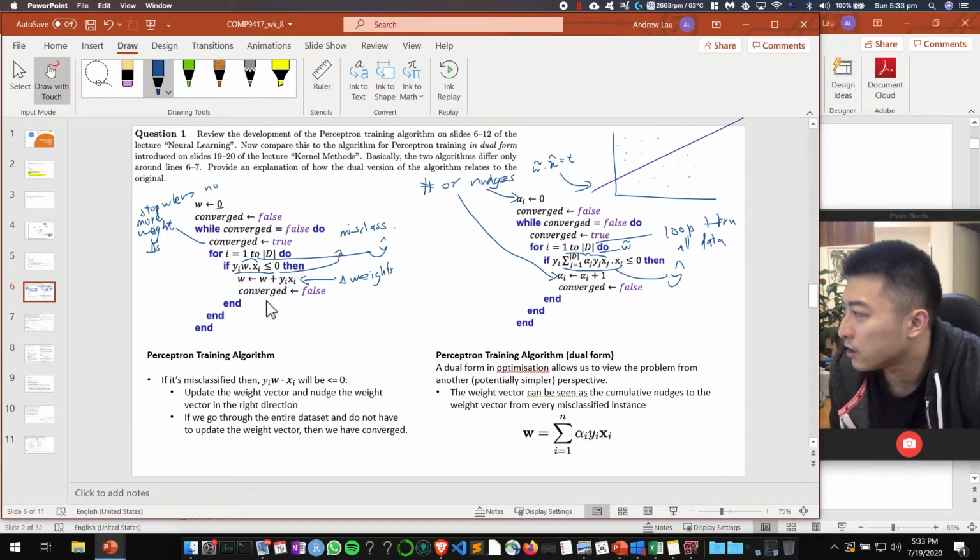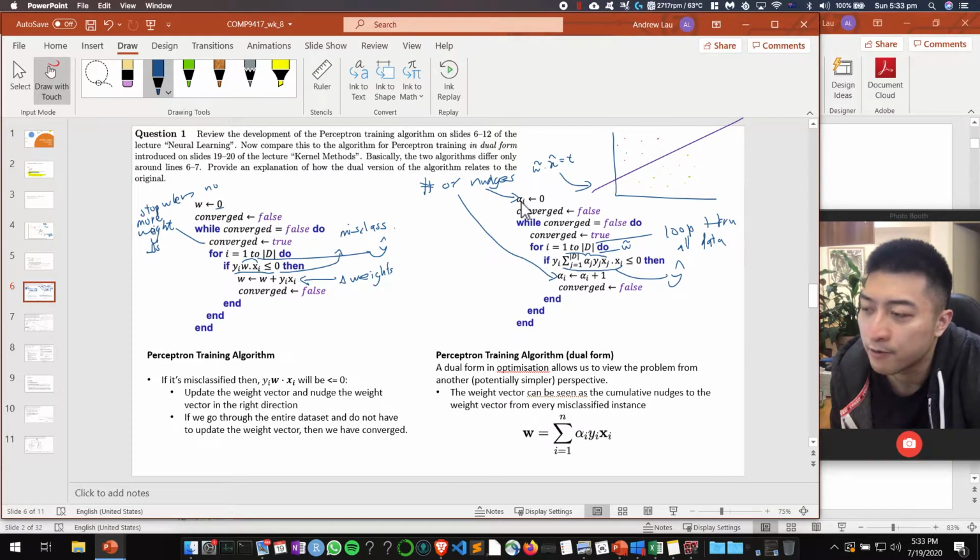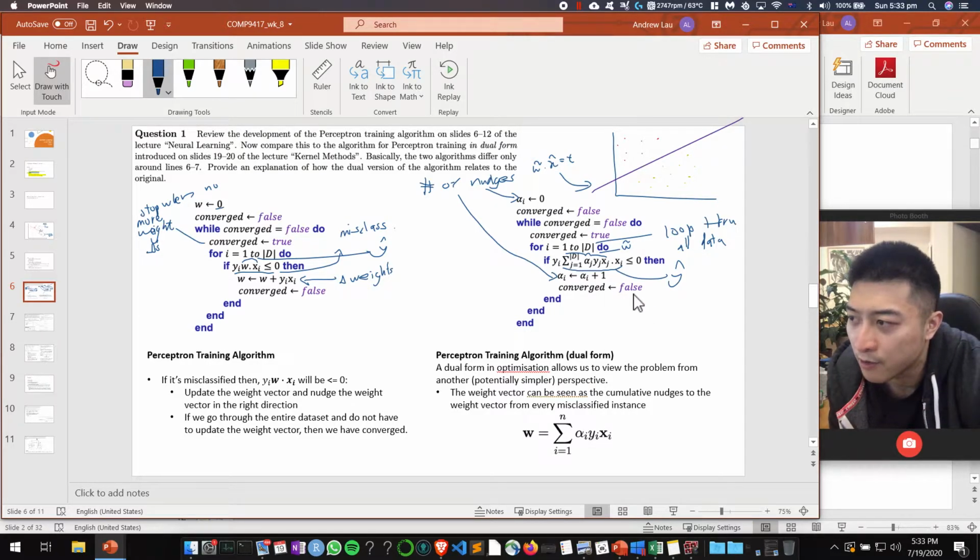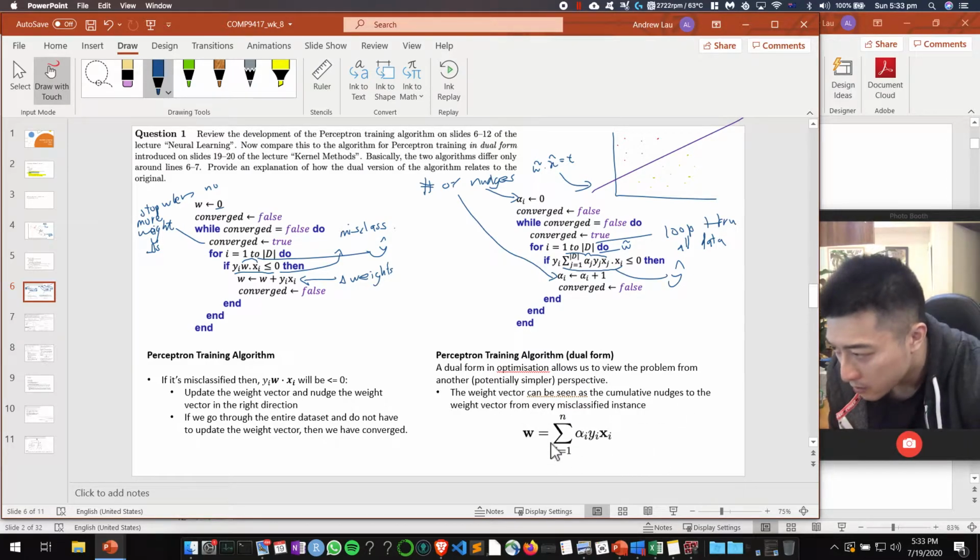So here you explicitly set the weights. Here, instead of explicitly setting the W, you keep track of the number of bumps and nudges from each bit of data. So this is basically the weight. You look at the number of nudges, which is alpha, for each piece of data, J equal to 1 all the way to the cardinality of D, or the number of observations. So hopefully we can understand that the weight vector can be seen as the cumulative nudges for each misclassified instance.